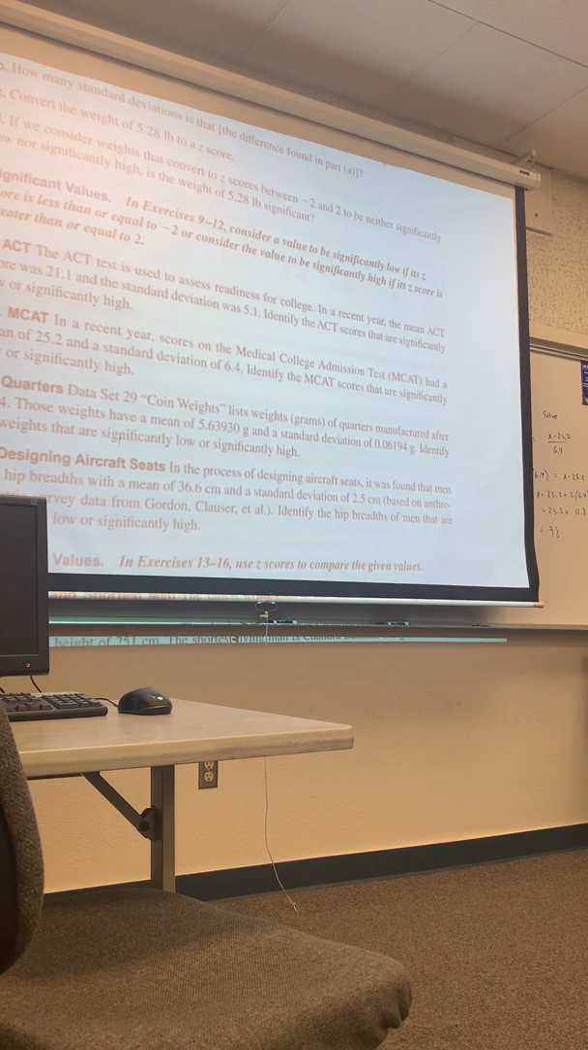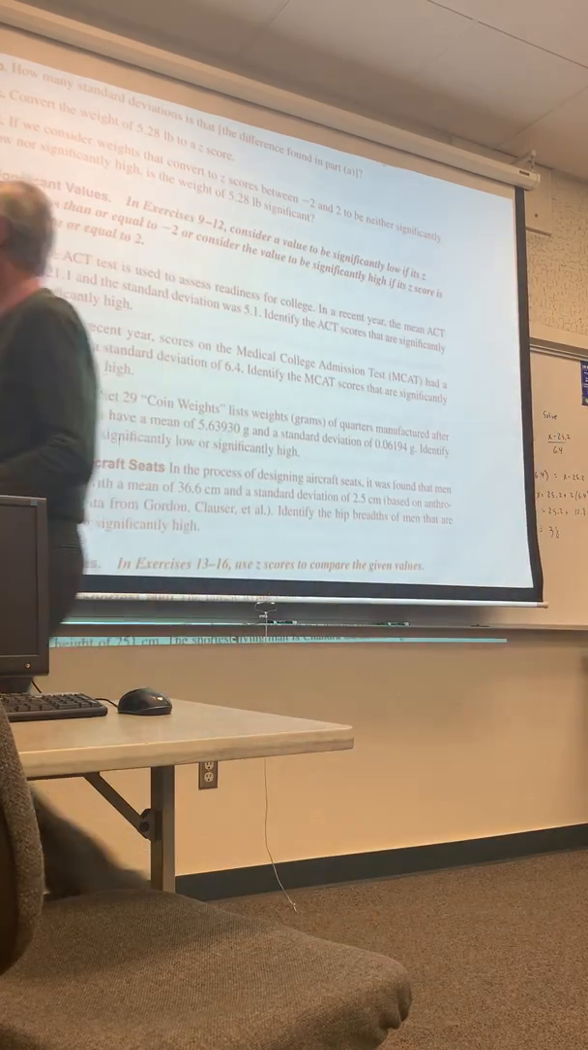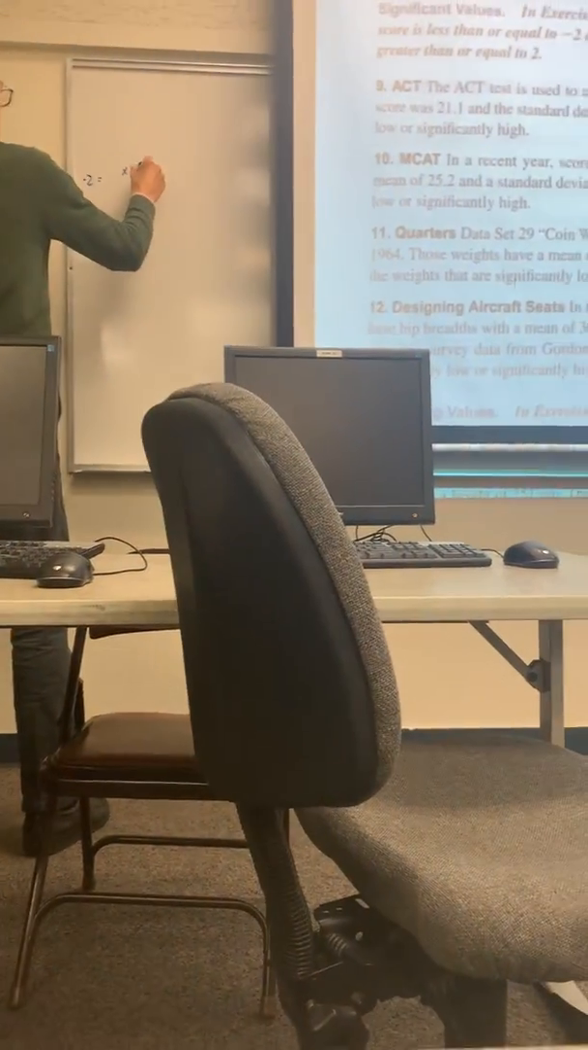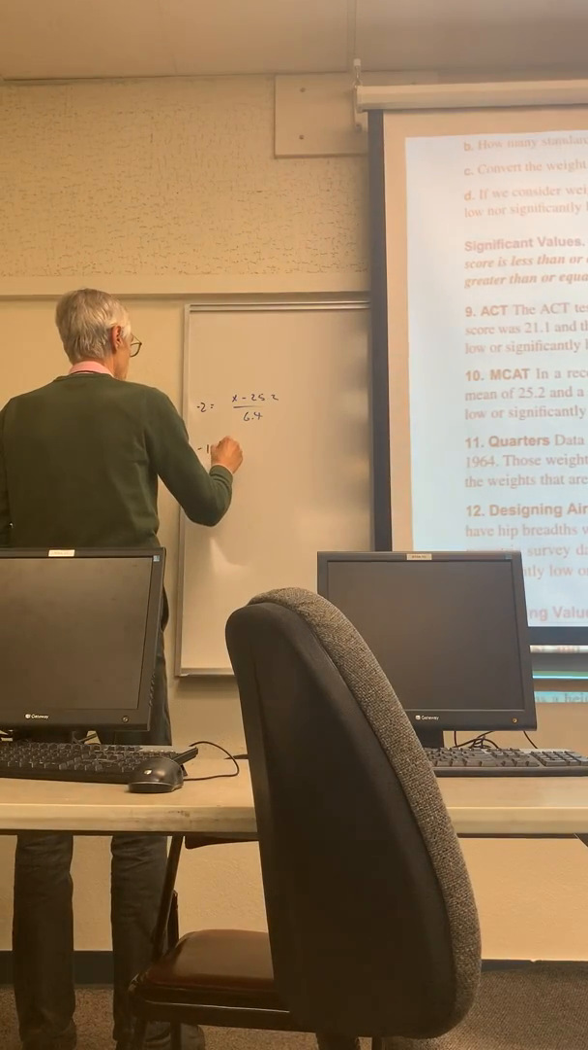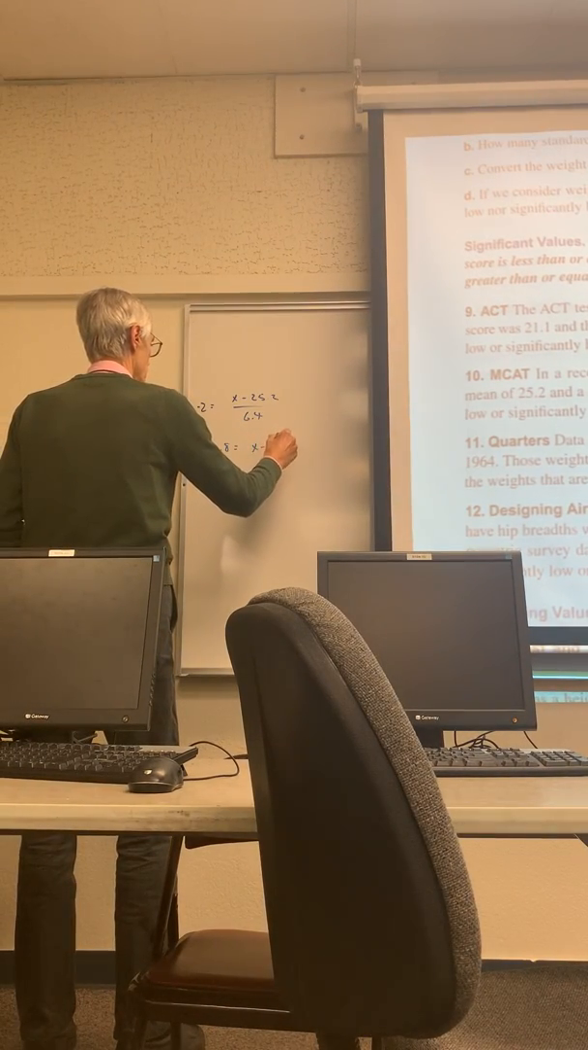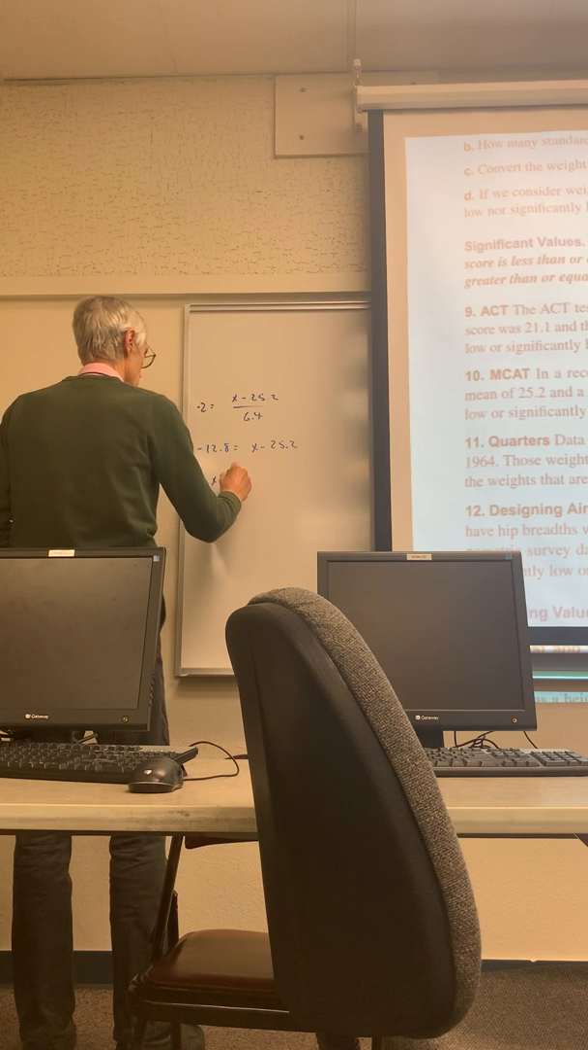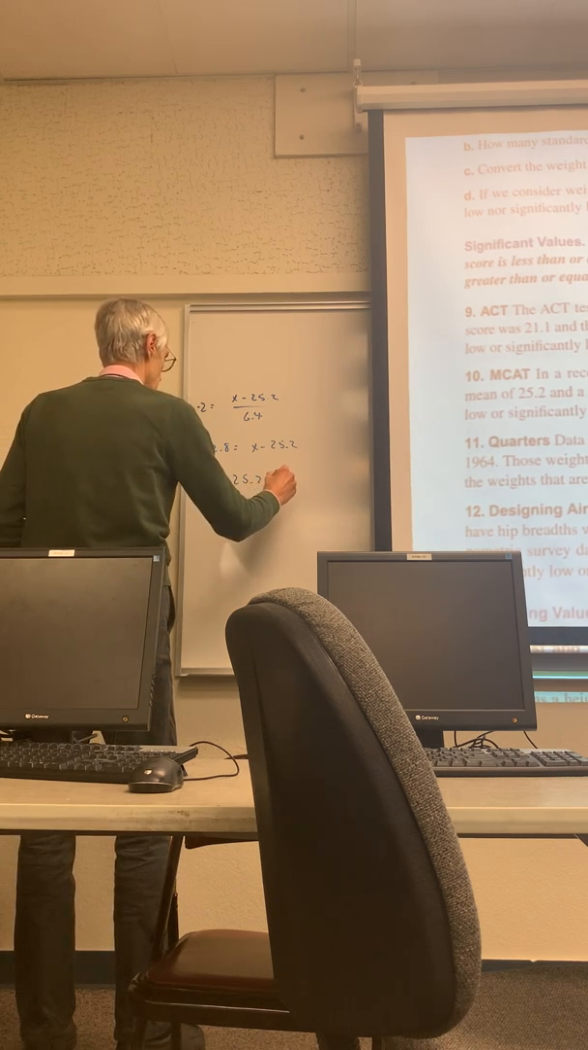This is a rule of thumb for determining whether or not a data value is significantly high or low, without even knowing the distribution, by just looking at the z-score. So the other one would be -2 equals x minus 25.2 divided by 6.4. So -12.8 is equal to x minus 25.2. So x is equal to 25.2 minus 12.8.